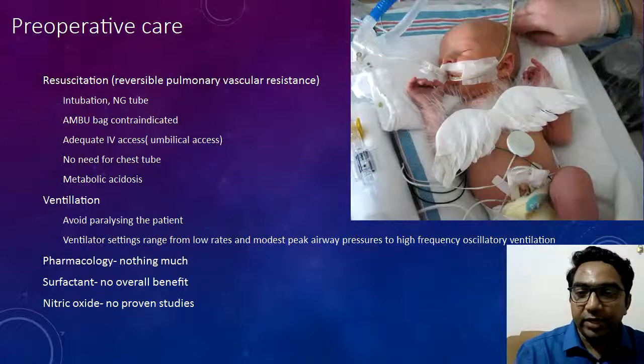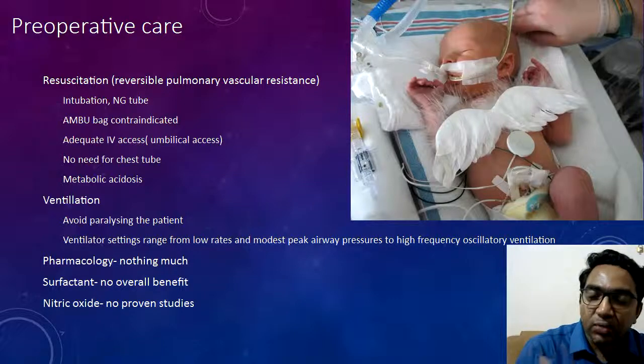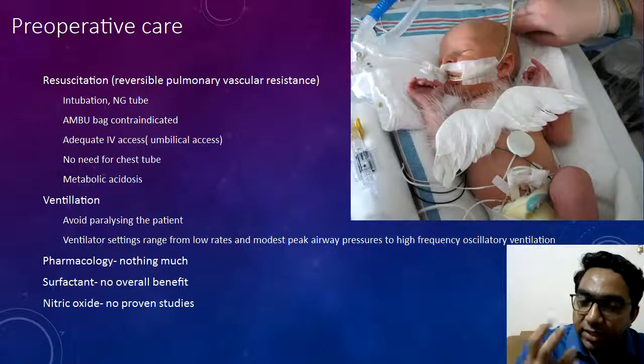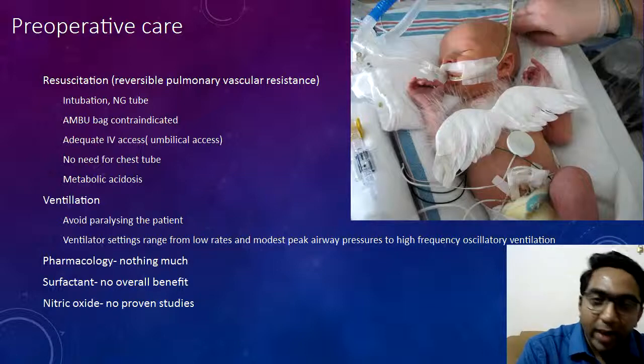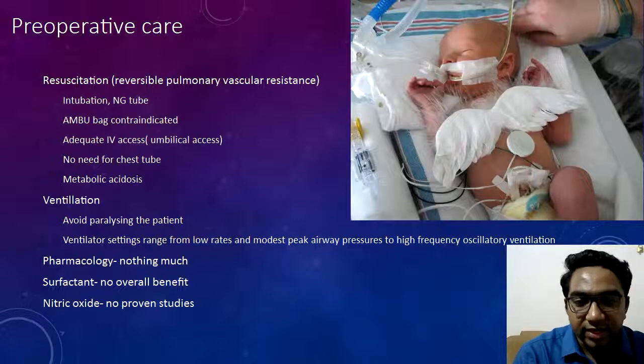Now, ventilate the patient. Avoid paralyzing the patient, because we have to see how the child is responding, whether the child is going to survive, whether the child has got enough lung to survive, whether the pulmonary hypoplasia is so bad. We have to understand that. So, paralyzing the patient does not help. Avoid paralyzing the patient.